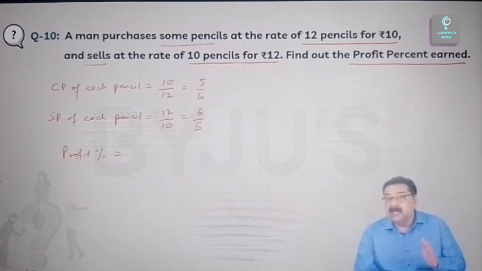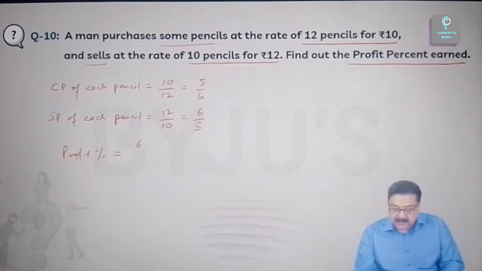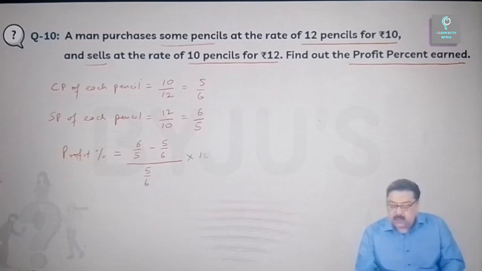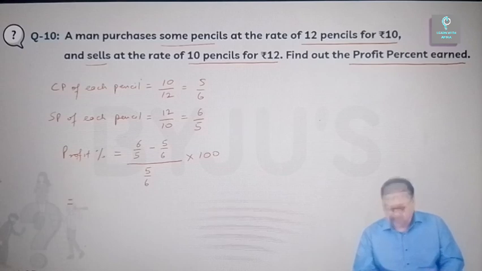Selling price minus cost price. This is selling price minus cost price. Now divided by actual profit divided by cost price, that is 5 by 6 into 100. Pretty long. I will tell you a shortcut for this. First of all, let us get the basics right.